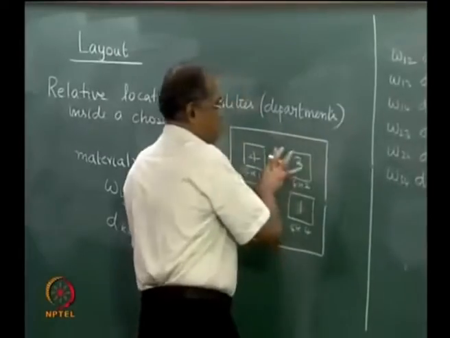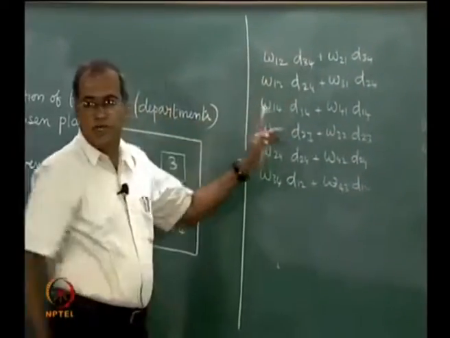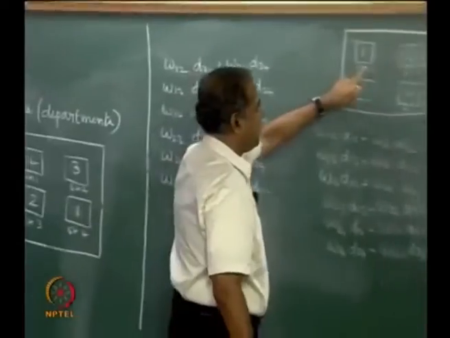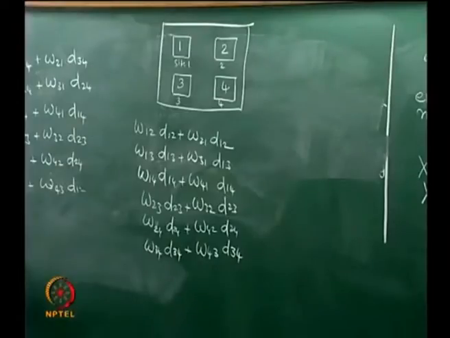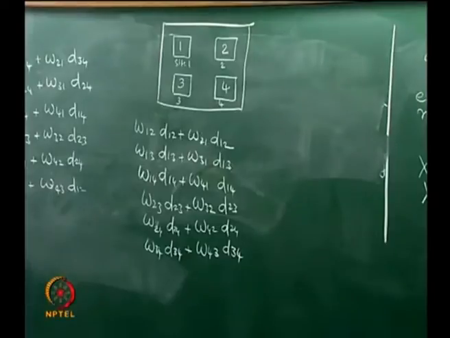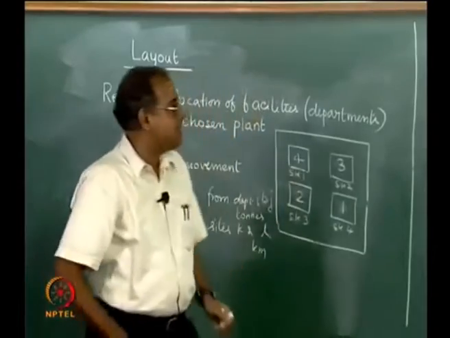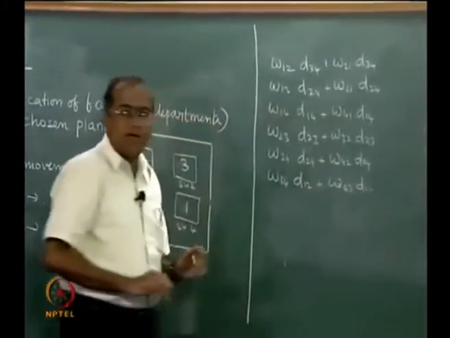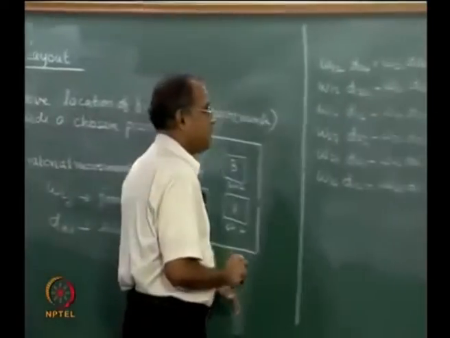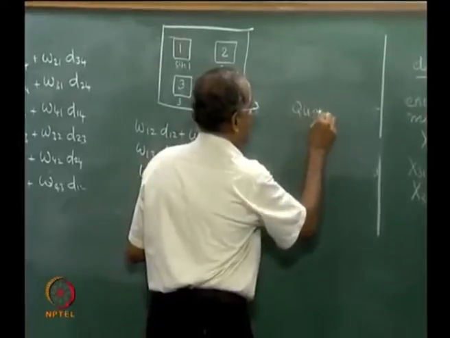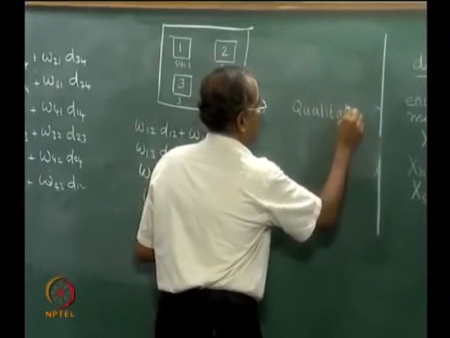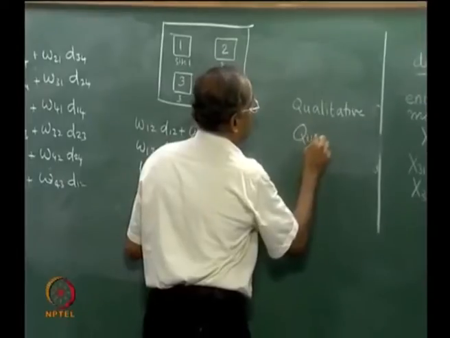So, if we follow this layout, this is the total ton kilometer. If we follow this layout, this is the total ton kilometer. Now, whichever is cheaper or less costly, we would use it. So, the problem of relatively locating them with respect to each other becomes significant. So, in layout we normally have two types of layout models, some of which are called qualitative layout models and we have quantitative layout models.